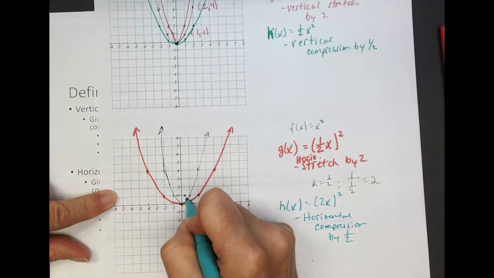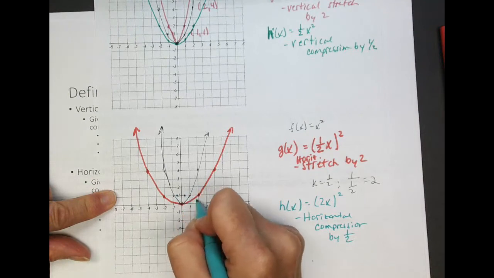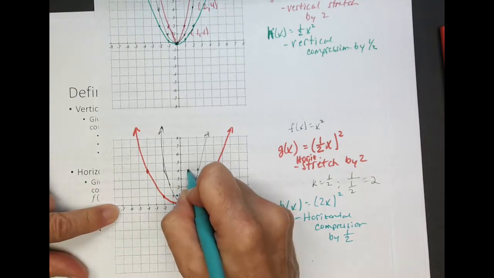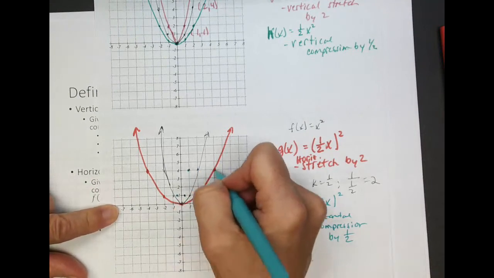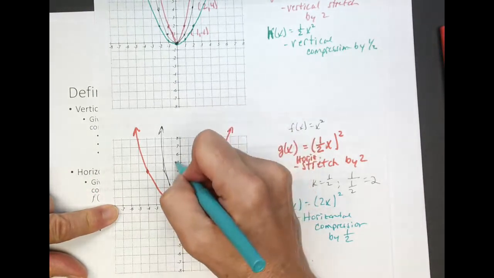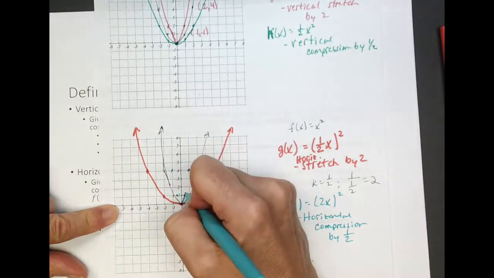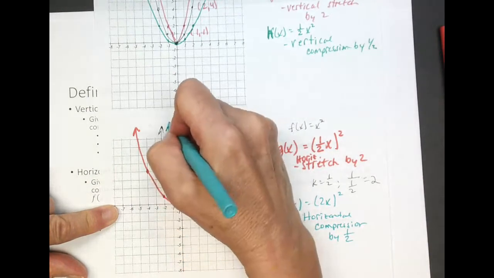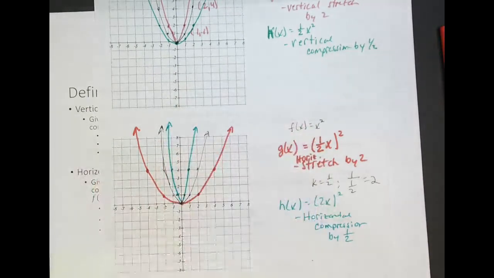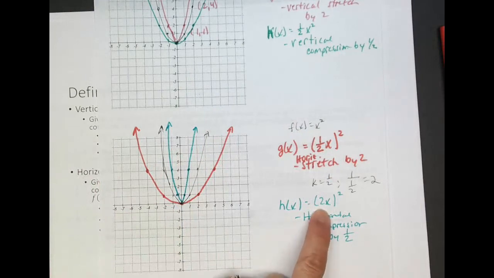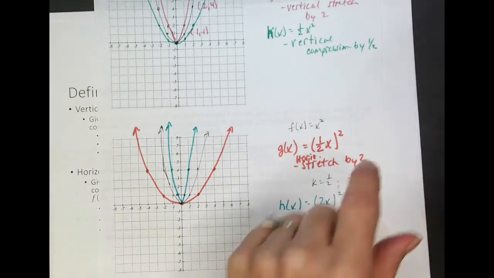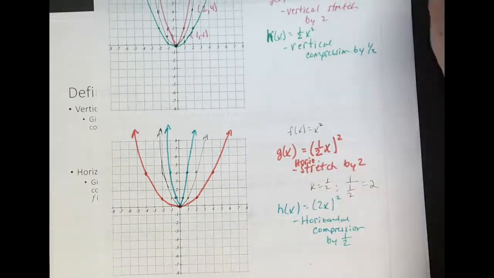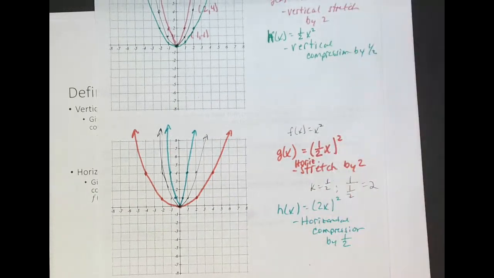right? So here, the x coordinate is 1, cut in half, it's 1/2. Here the x coordinate is 2, cut in half, that's 1. If it's a 3, it'd be 1.5. It's not going to show up on the graph, so I'll just do this much. Okay, so a horizontal compression is when we multiply the input by a number that's greater than 1.